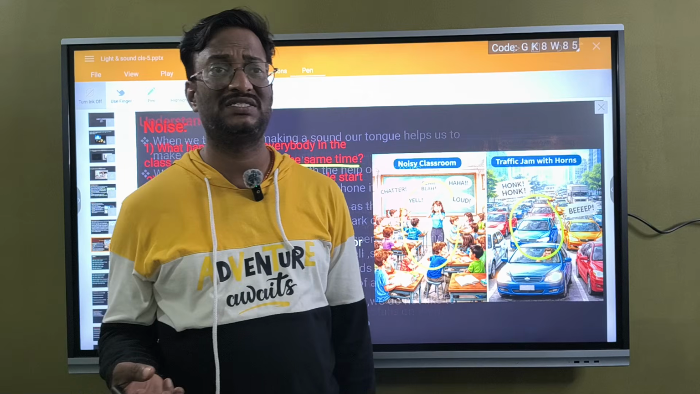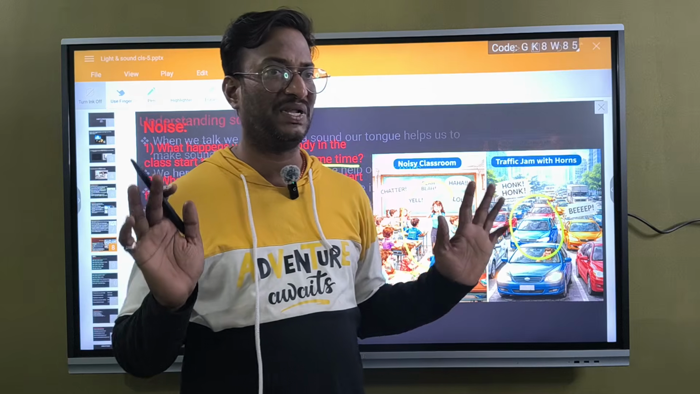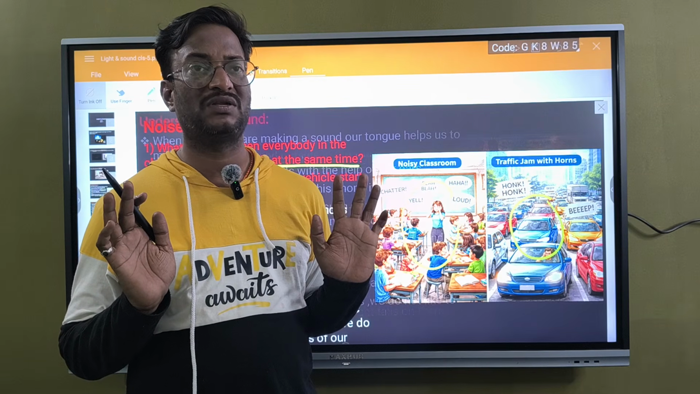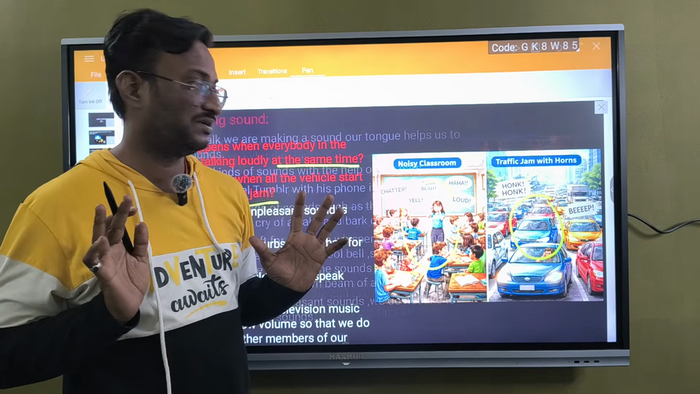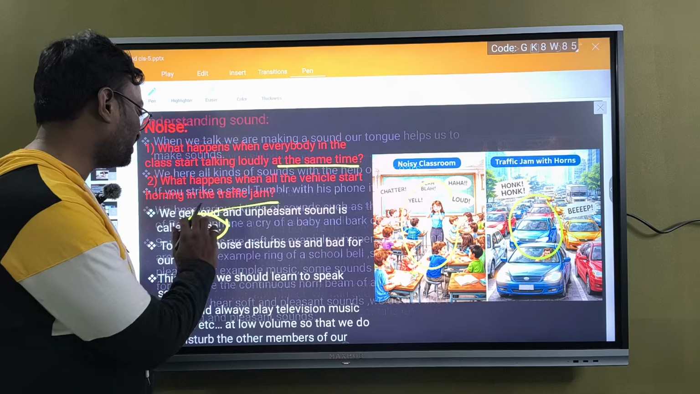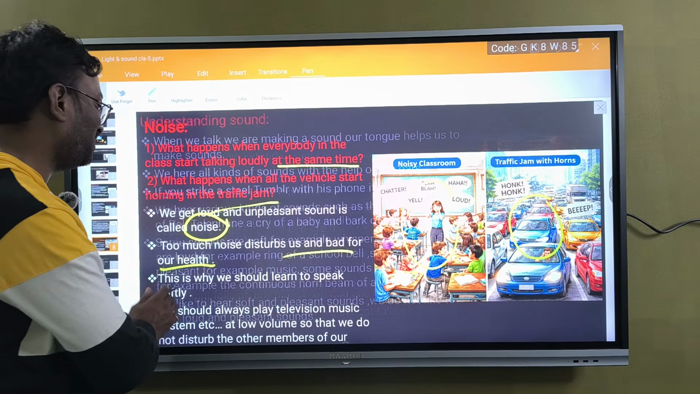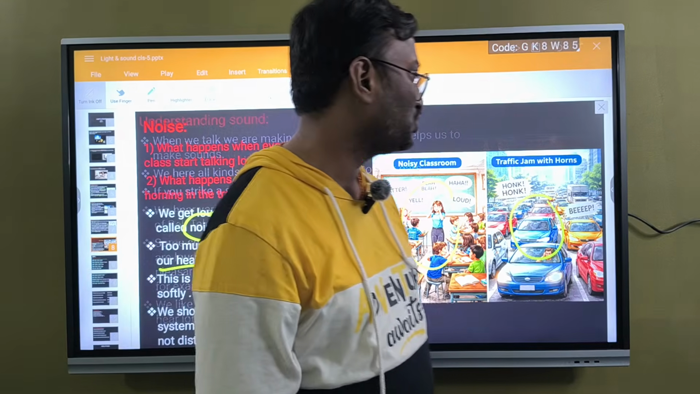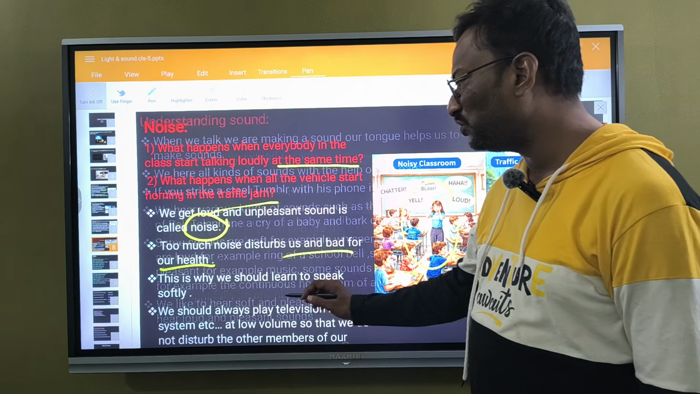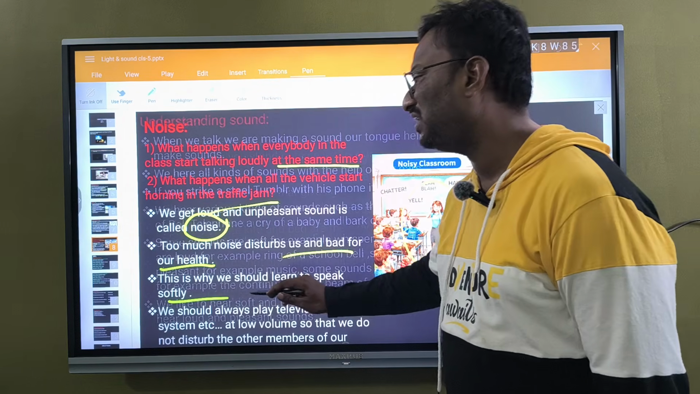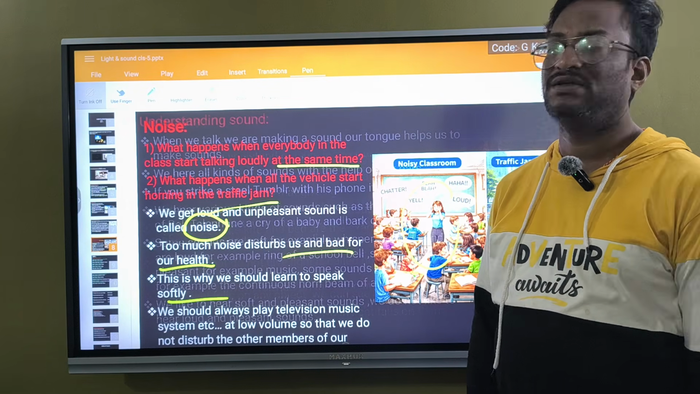Even in the fish markets there will be noise, which is unpleasant. If you keep your eyes closed at that place and listen, you are going to get different kinds of noises which are very unpleasant. That one we call noise. Too much noise disturbs us and is bad for our health. This is why we should learn to speak softly.